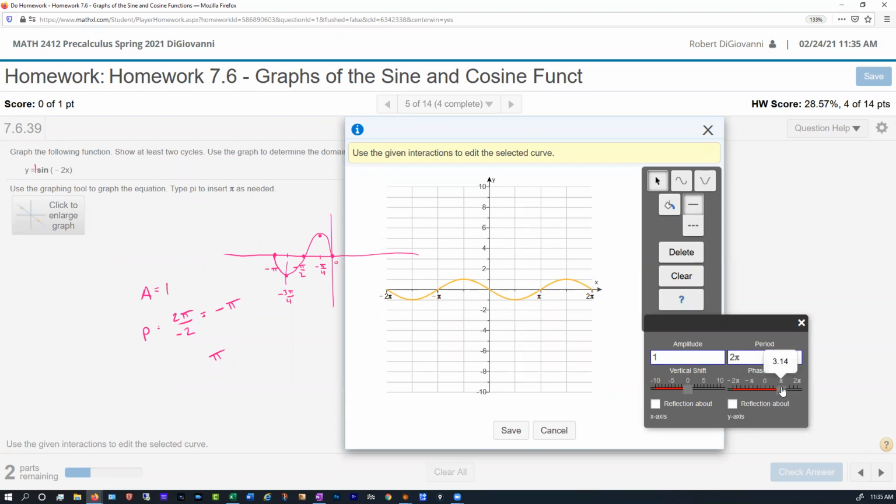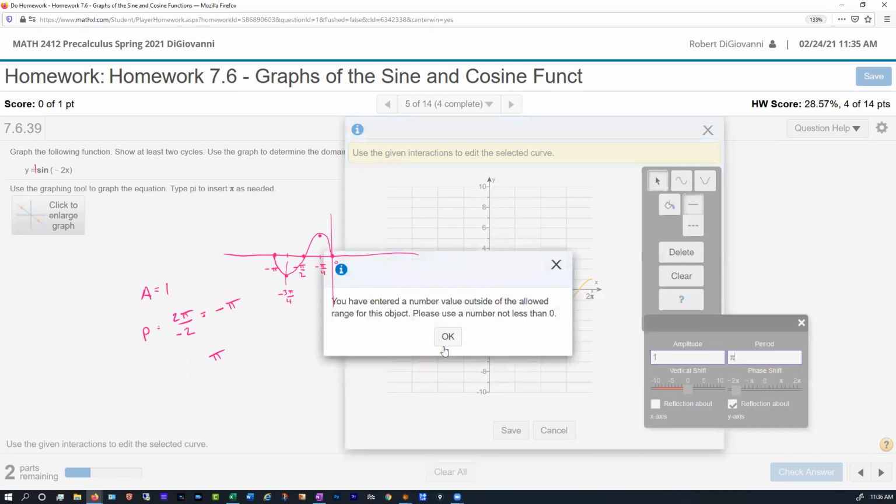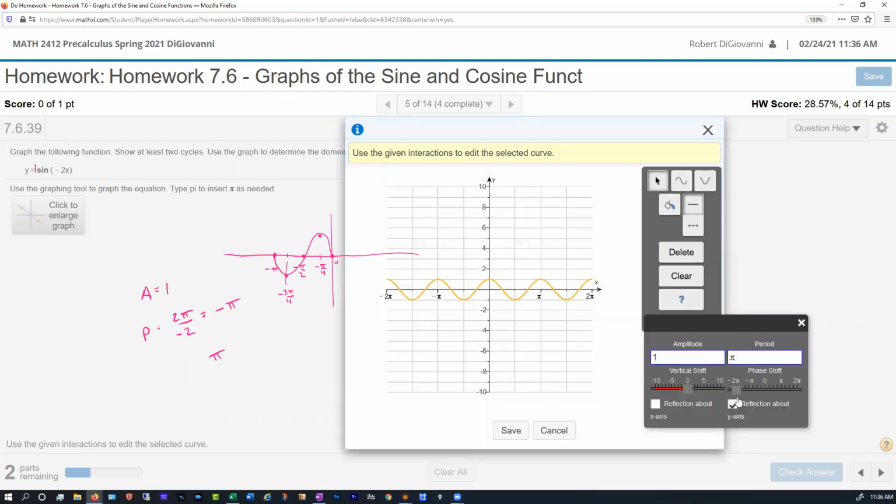Well, we'll make the period pi, and then we'll reflect it about the y-axis. But this is weird. I don't get this at all. See, vertical shift. Sorry, it's my first time using this. Period. Let me just put pi in here. What happens if I put negative pi in here? Oh, it won't. Okay, so it wants the period as a positive number.